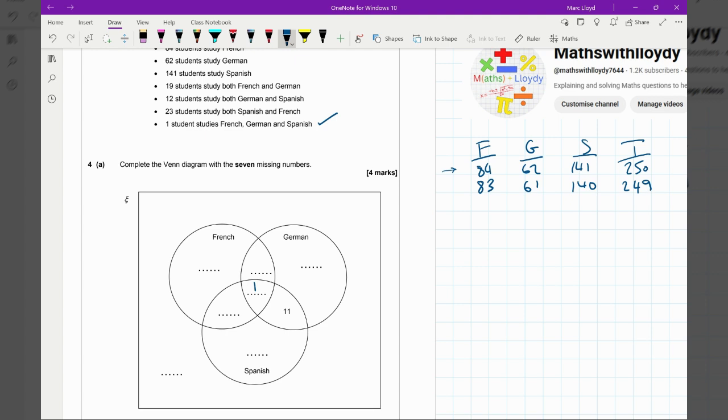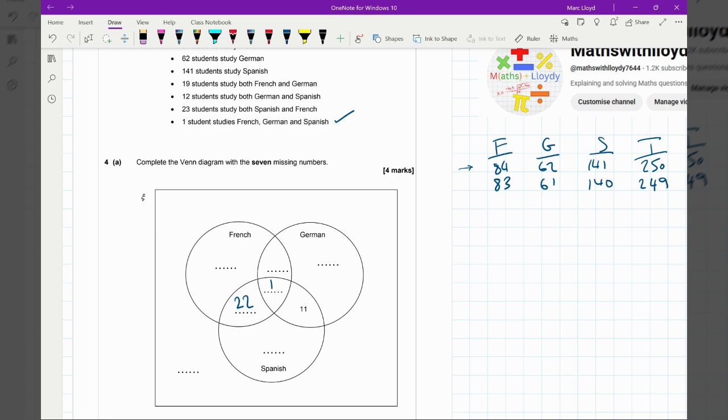Okay, our next one is that 23 students study both Spanish and French. So that's going to go into the intersection of Spanish and French, but we've already got one accounted for. So there's going to be a 22 in there. That means we're going to take 22 off the French, and you can tell how confident I was with the activity networks because I haven't actually got my calculator out for this one. So let me just get that out here. Okay, I've got the calculator. Let's get back into this.